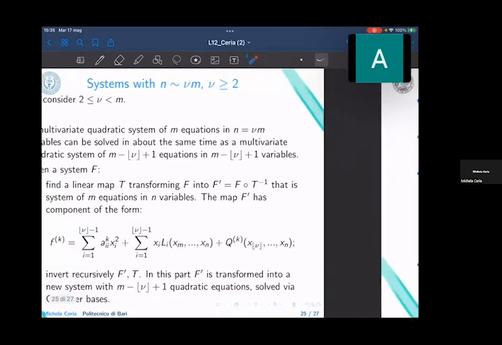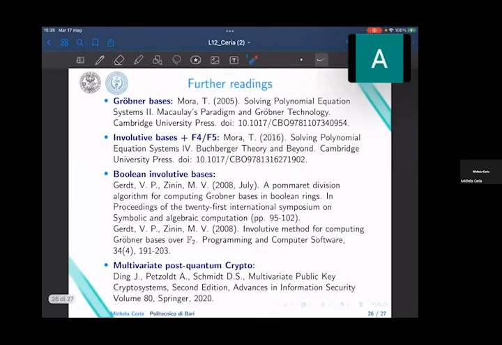In order to conclude, this was quite fast, but if you are interested, there are some readings divided by topic. For example, if you want to read about Gröbner bases or involutive bases and F4 and F5, there are the works I was talking about, Pommaret division, and also a book on multivariate post-quantum cryptography.